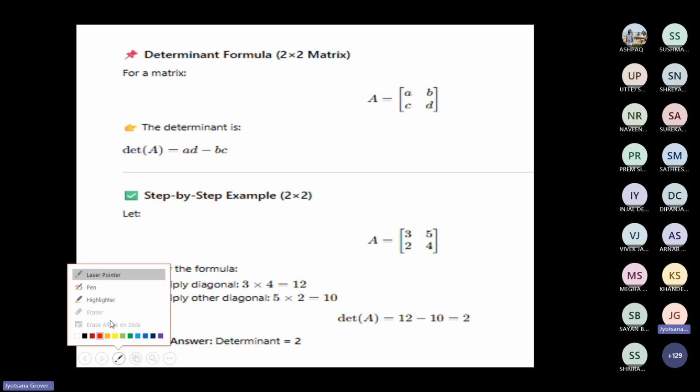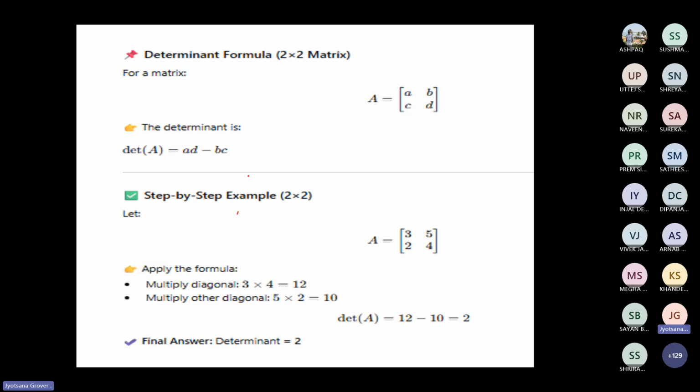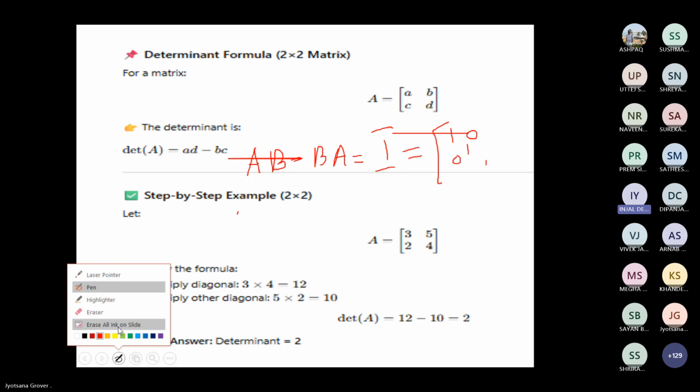Ma'am, can you explain what it means when you say it's invertible? I'll come to the inverse also. So invertible means if you have a matrix A, and you multiply it with B such that AB is equal to BA is equal to I, the identity matrix. Identity is this matrix. You know identity? Yes, 1 on the leading diagonal.